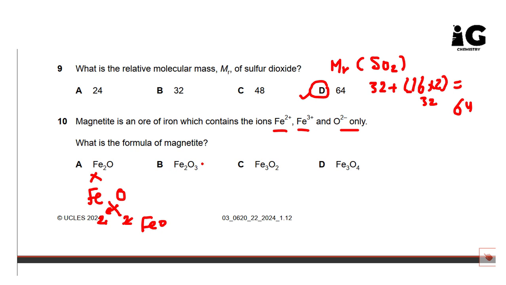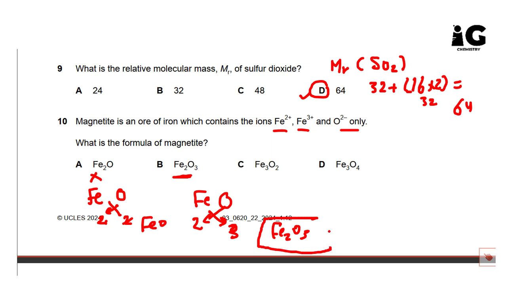Second one, Fe2O3. This one could be correct because we take Fe with oxidation number 3, and for O, it is 2, so we have Fe2O3. By the way, this is hematite, the one you studied in the extraction of iron in the blast furnace. So this is one possible answer, but still not truly correct. Letter C, Fe3O2. If you compare with this, actually this is completely wrong. So C and A are completely wrong. Last one, Fe3O4.